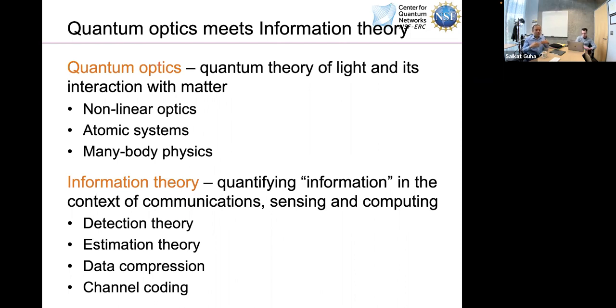But there are also quantum mechanical extensions of these theories, where you can ask these same exact questions, but ask what is the best possible performance you can have if you don't make any assumption on how the information-bearing light, in the context of detection, estimation, data compression, or channel coding, is detected. That gets us to quantum detection theory, quantum estimation theory, quantum data compression, and quantum channel coding. In this course, we will be talking mostly about detection theory in the first module.